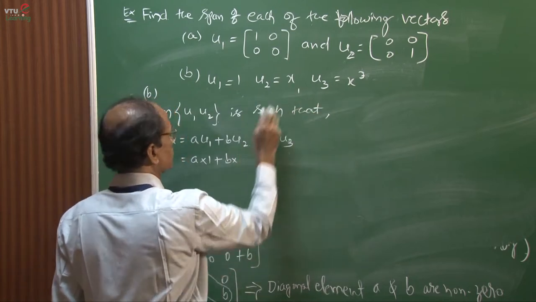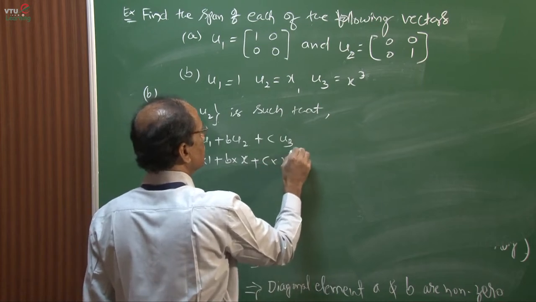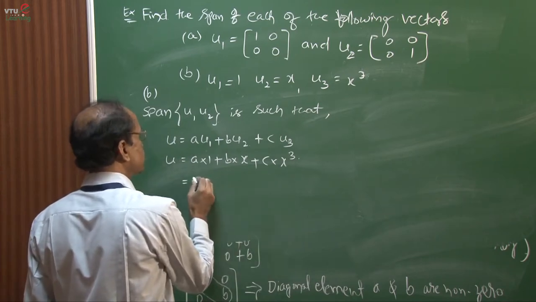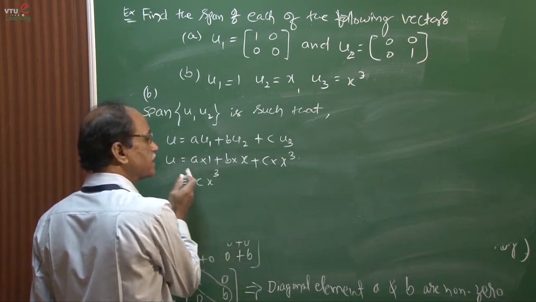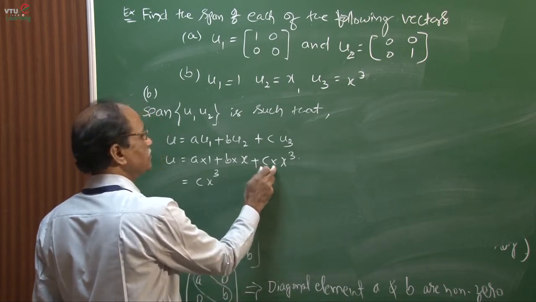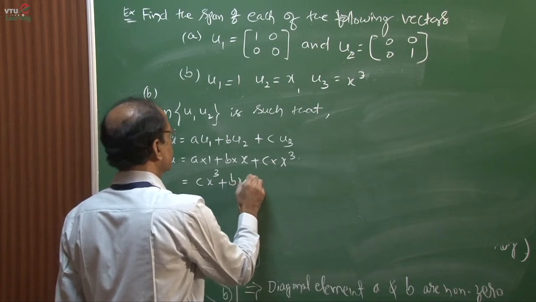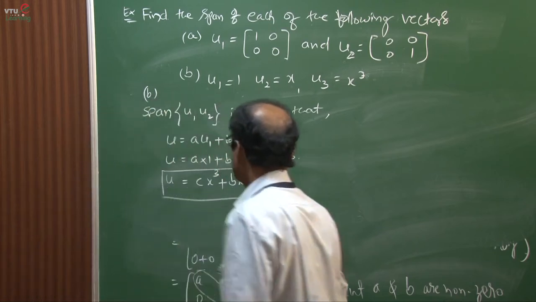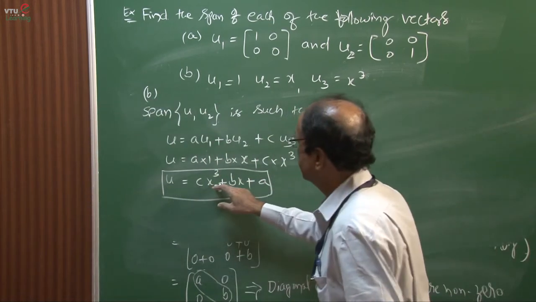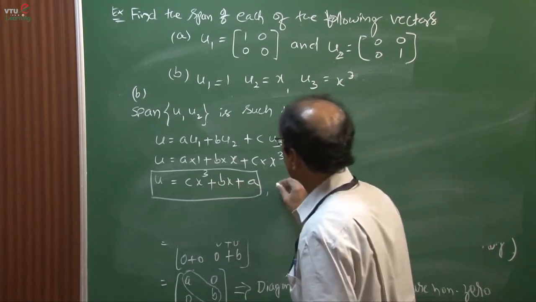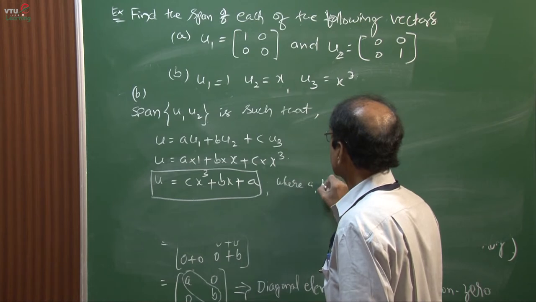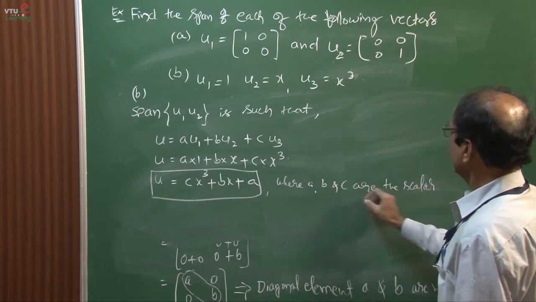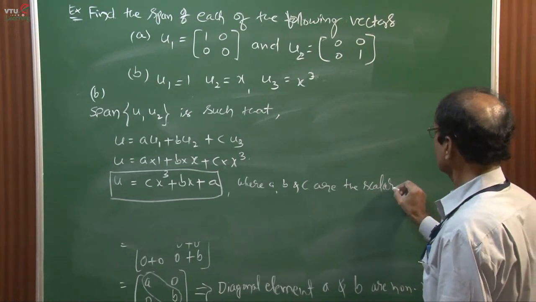Then B into x, and plus C into x cube, but left side is equal to u. Therefore, the final form of the equation is C into x cube in the decreasing powers of the polynomial, you can take C into x cube plus B into x plus A. This is u. Therefore, this depends on the open choices of A, B and C. Here A, B, C are the scalars you can take.